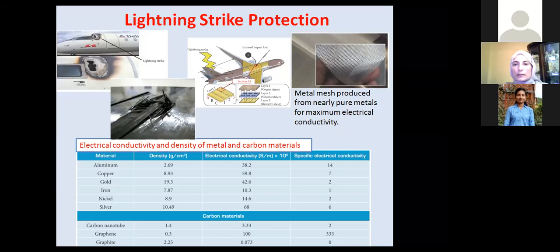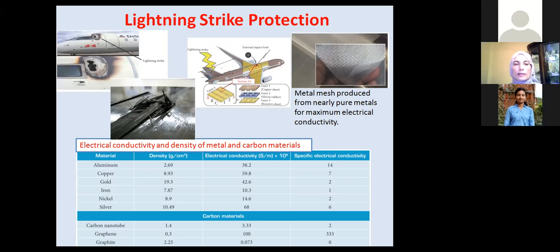Boeing and Airbus companies use thin metal meshes, copper or aluminum meshes, attached to the carbon layer to improve the conductivity of the composite materials. And also here we list some promising materials for lightning strike protection. Copper and aluminum are generally used for lightning strike protection for aircraft structures.